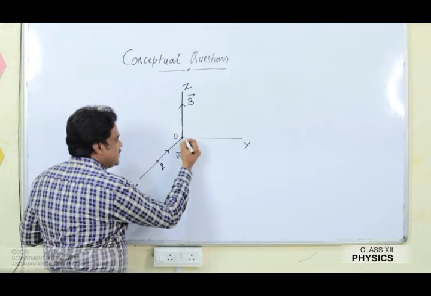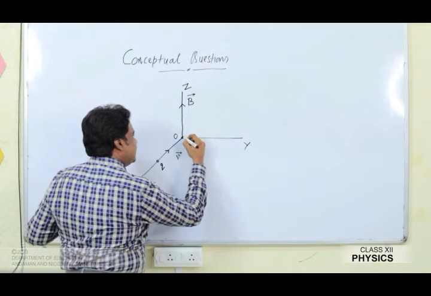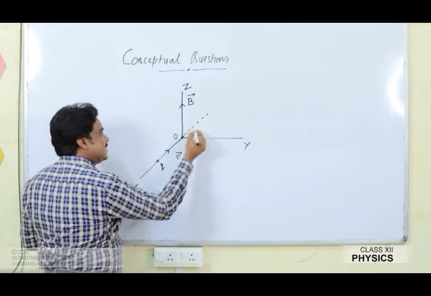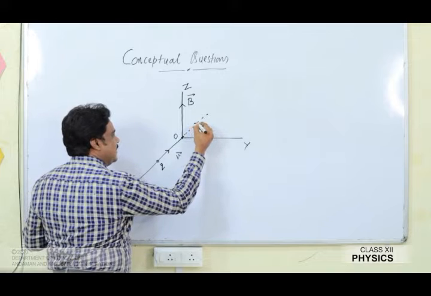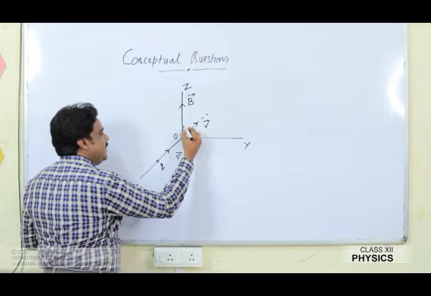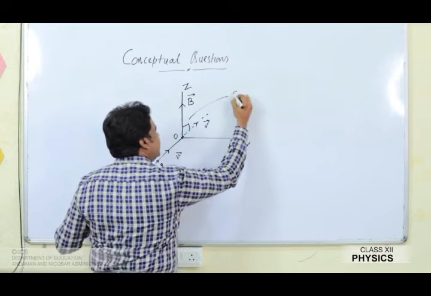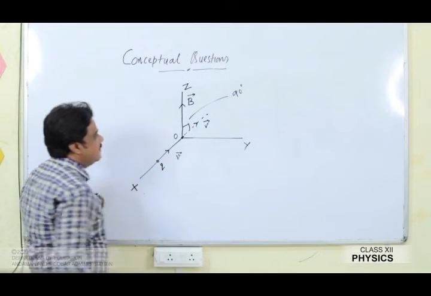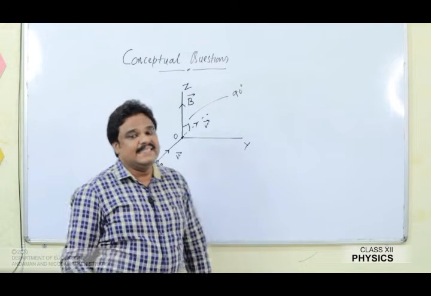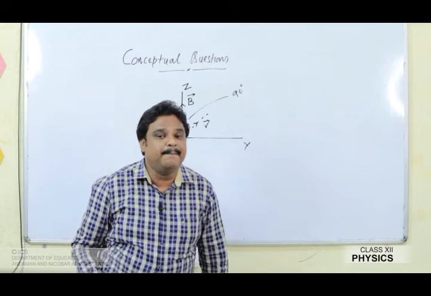Now say I am going to extend this path, once it enters this part, obviously this will be the velocity vector. What about the angle between B and V? You are able to see it is 90 degrees. The angle between the velocity vector and the magnetic field is 90 degrees. This means V and B are perpendicular.